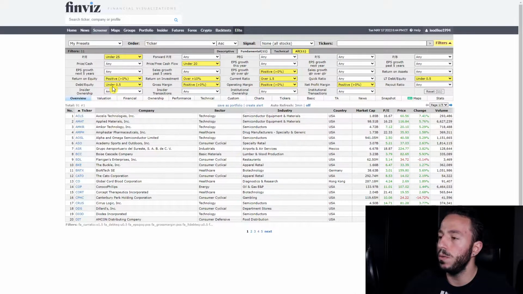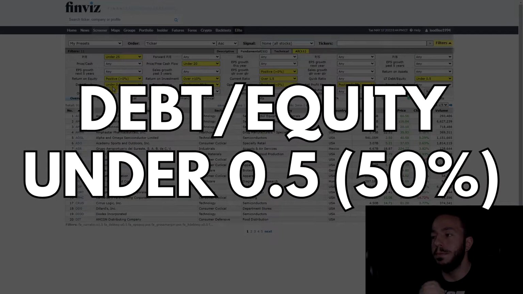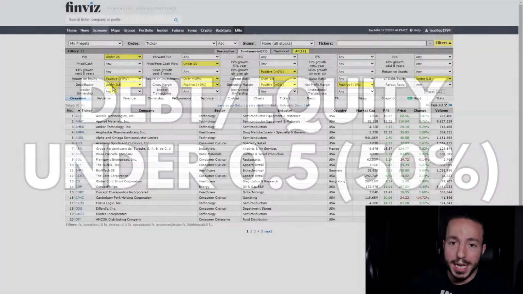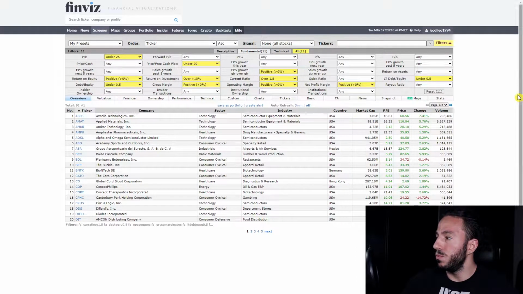Debt to equity, we want to keep underneath 0.5, underneath 50%, because we would like businesses that typically leverage their capital through equity and not by taking on debt. So that is what we're going to keep it at. And then when we go over to long-term debt to equity, same idea, same thing.